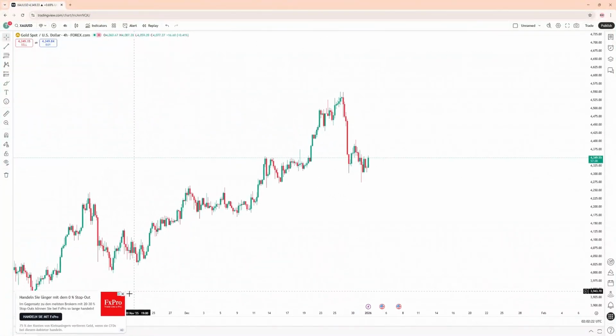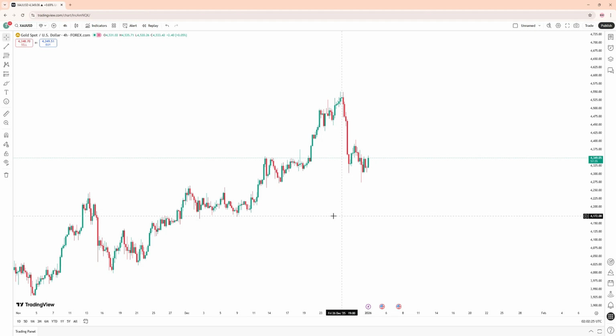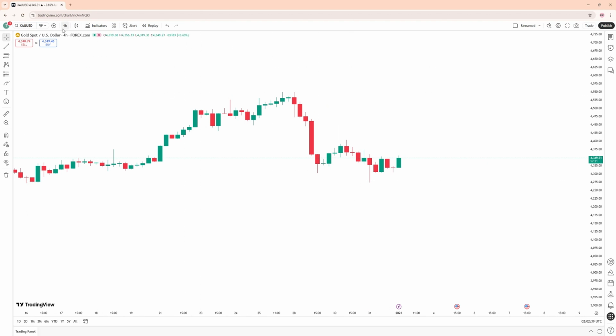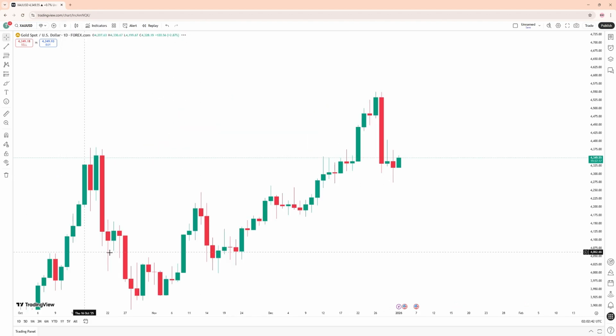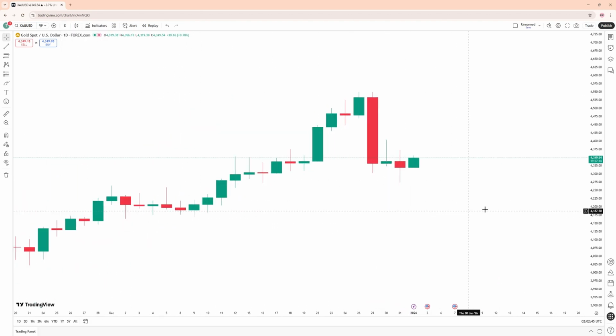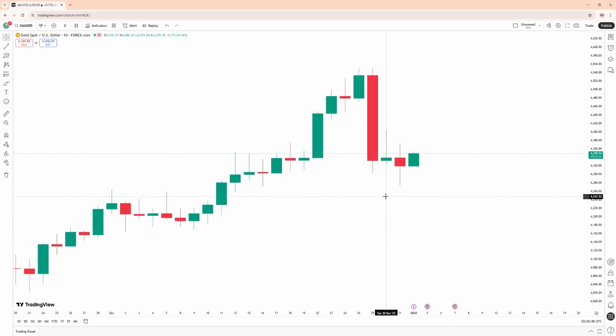So here is my TradingView chart, and as you all know, I start my analysis from the daily time frame. Sorry, let me go to the daily time frame. Yeah, this is the daily time frame. I usually know my bias for the day from the daily time frame.